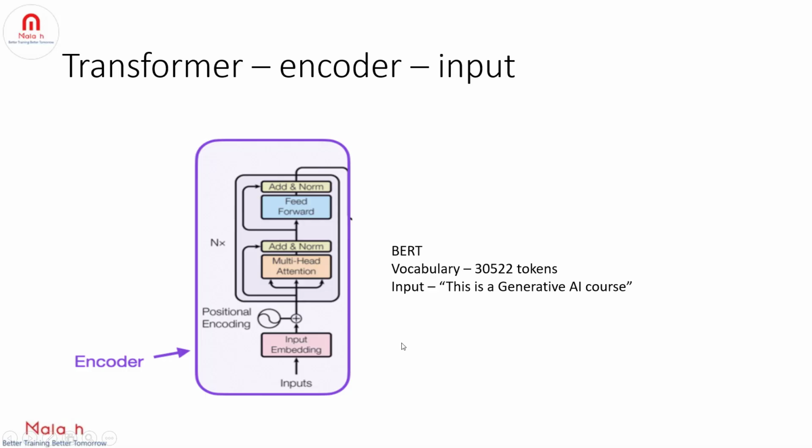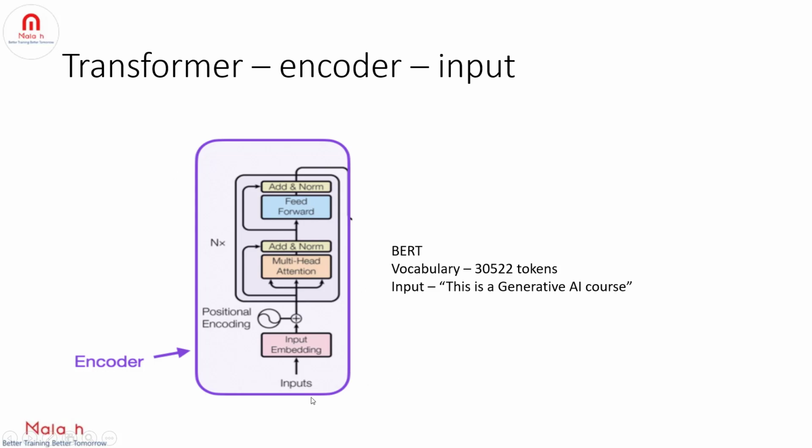So assume this is the input to the transformer. We are giving, "This is a generative AI course." So assume this is the input sequence that we are providing to our BERT model. This is just one sentence, but in real time we may have several sentences as well, right? I just took only one sentence as an example so we can understand the architecture behind the transformer.